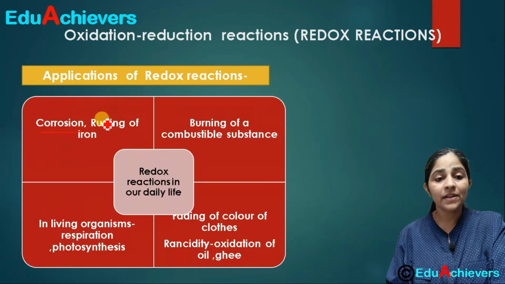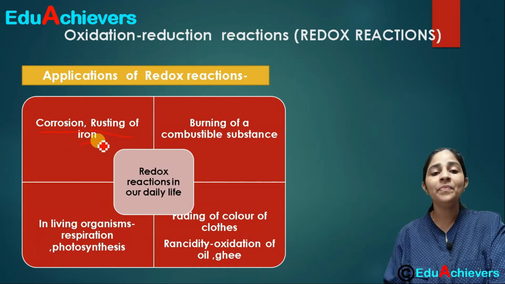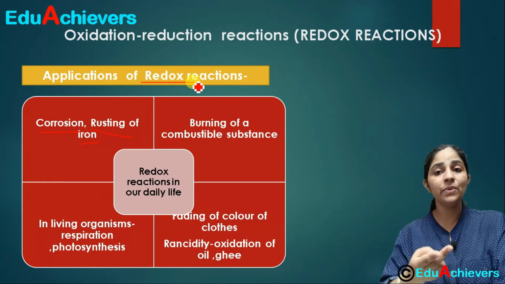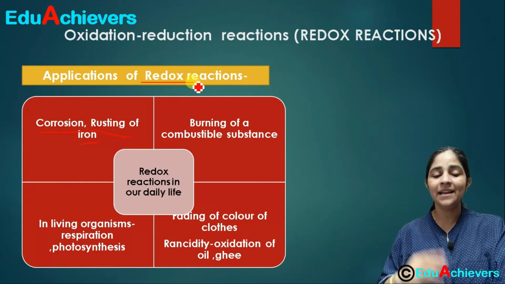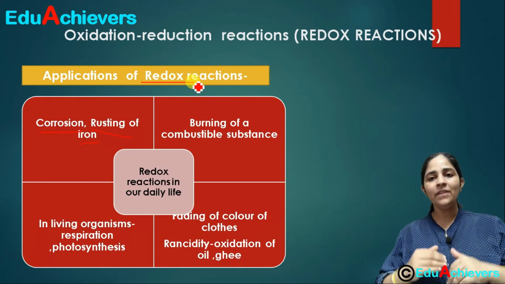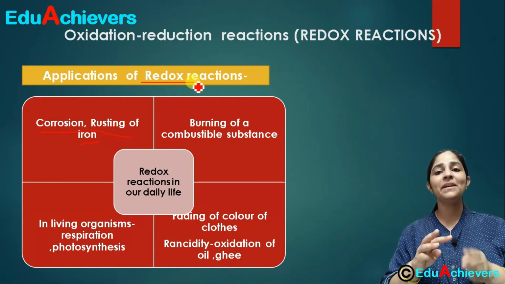Second is the rusting of iron. Whenever the iron rusts, it is also the redox reaction. That means one component will be reduced, the other will be oxidized, and that's why we call it redox reactions, because whenever one will be giving, then only the other can receive, correct? So they both take place together.